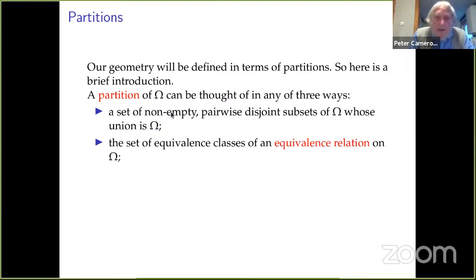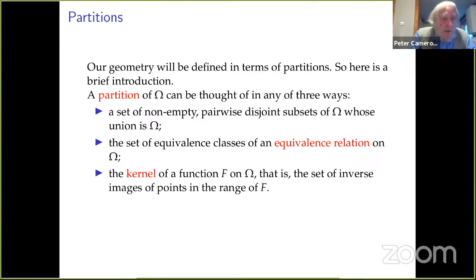And of course, as mathematicians know, a partition is the set of equivalence classes of an equivalence relation. And conversely, if you have an equivalence relation, its equivalence classes form a partition. So these amount to the same thing. We can think of the partition as a collection of sets. We can think of it as the equivalence classes of an equivalence relation.